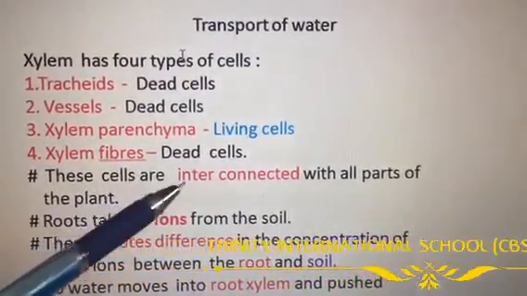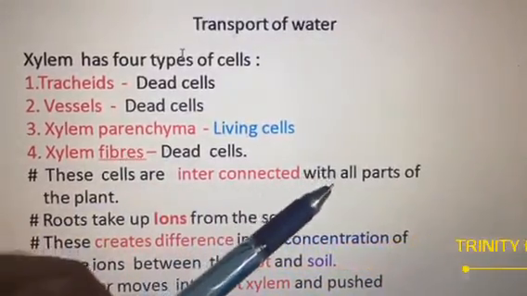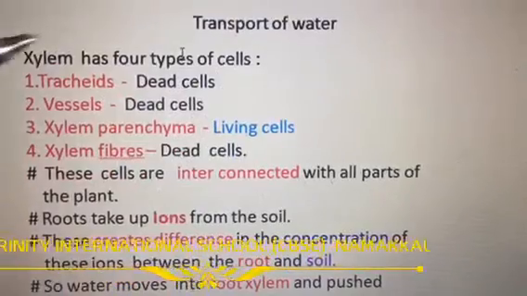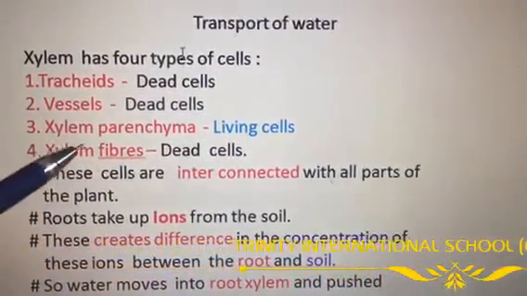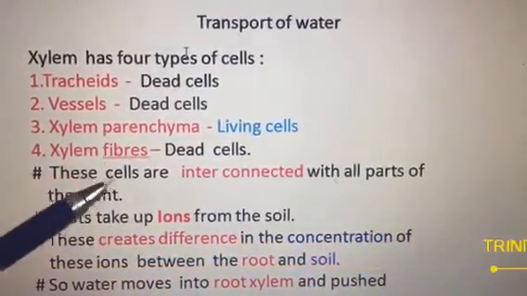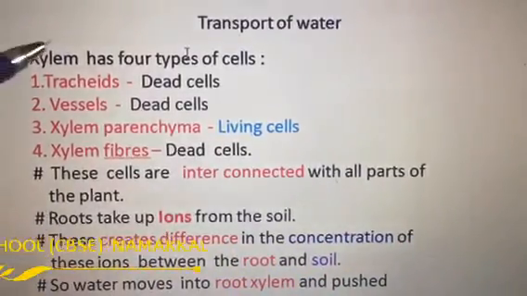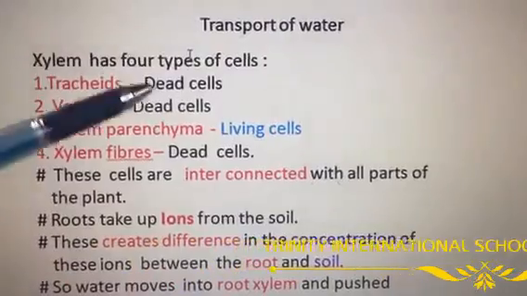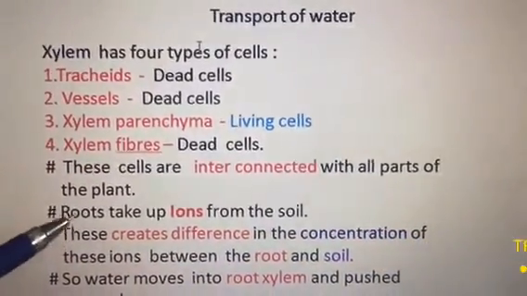These 4 types of cells are interlinked to all parts of the plant body. What for? To conduct water and minerals. For this purpose, they are interlinked to all parts of the plant body.